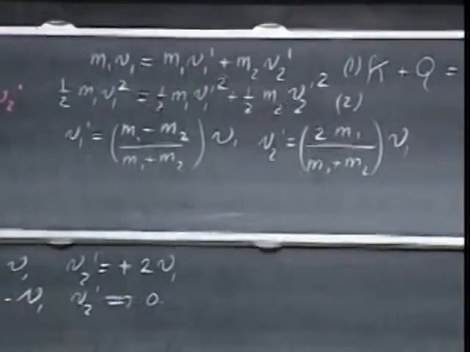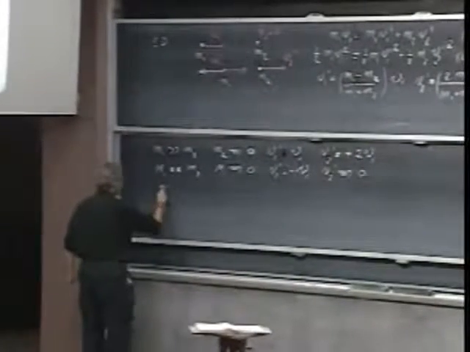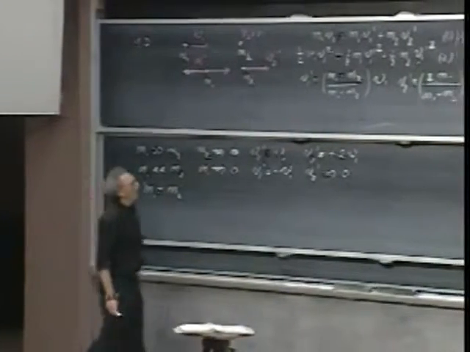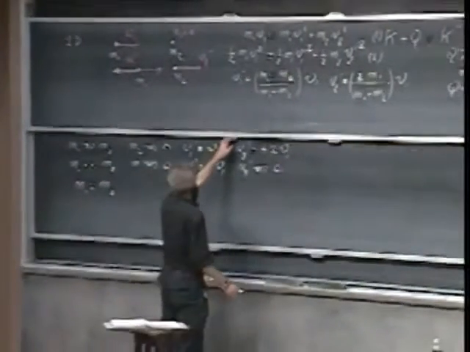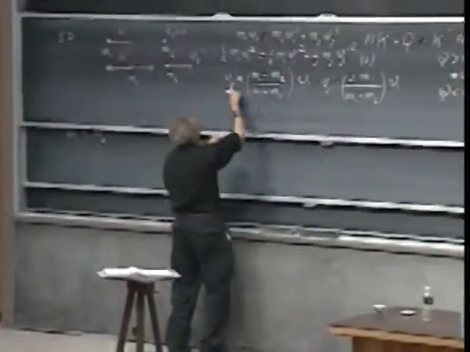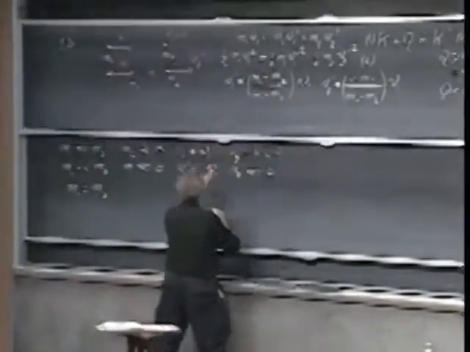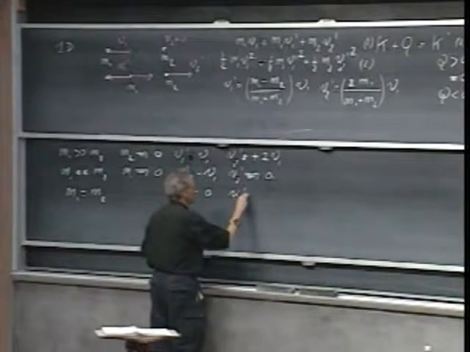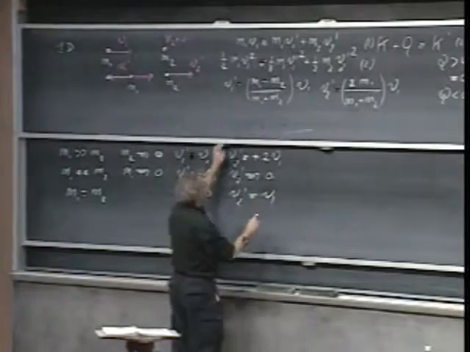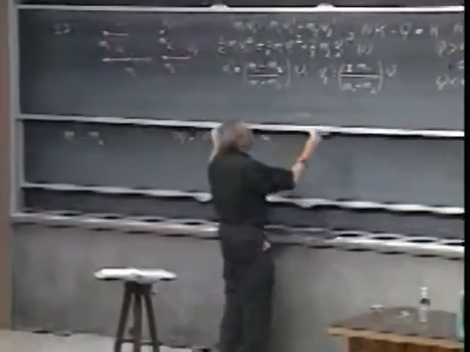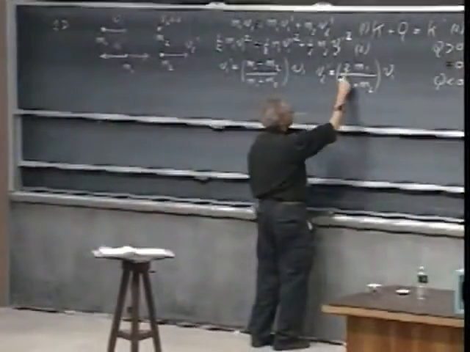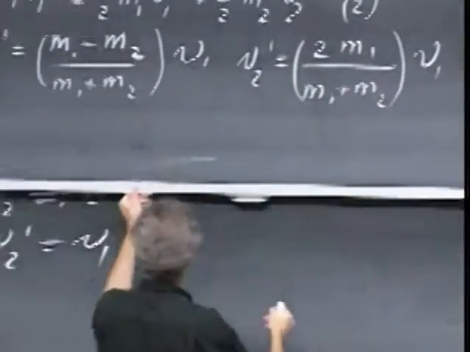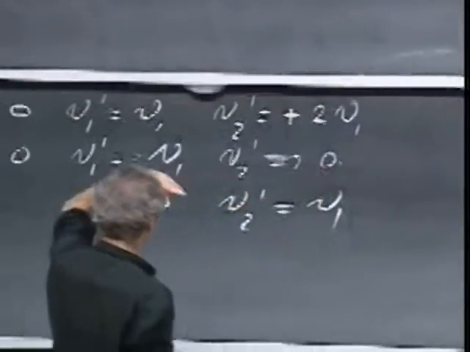So that's very intuitive. And now we have a very cute case, that M1 equals M2. When you substitute that in here, when M1 equals M2, V1 prime becomes 0. So the first one stops, but V2 prime becomes V1. If M1 equals M2, you have 2 downstairs here and 2 upstairs, and you see that V2 prime equals V1. And that is a remarkable case.